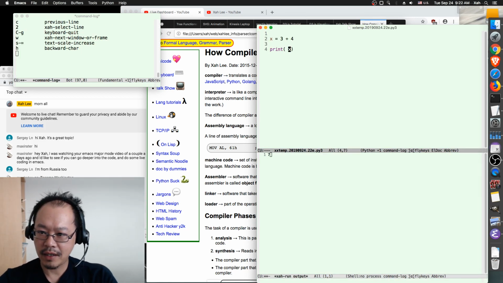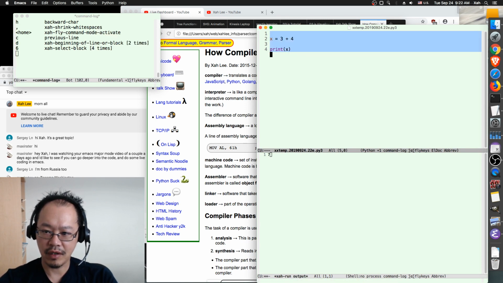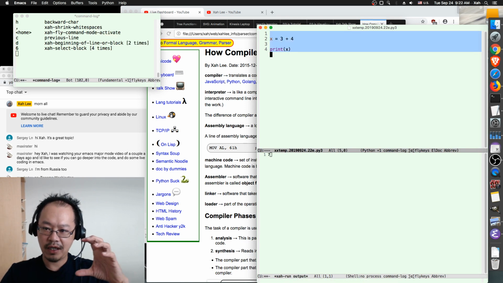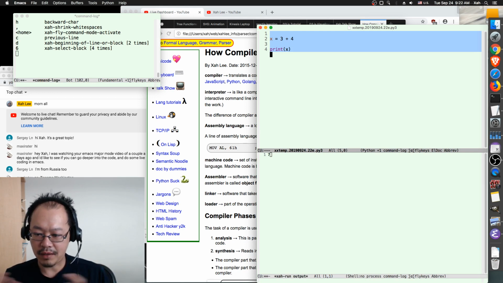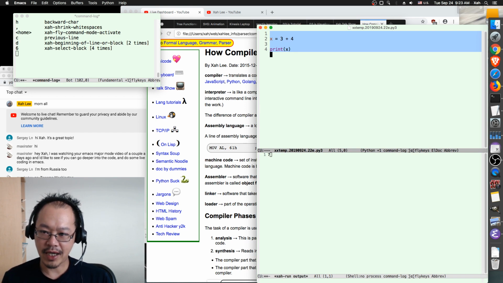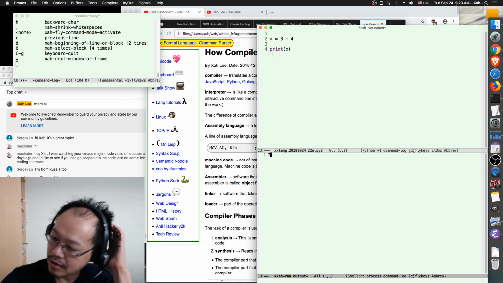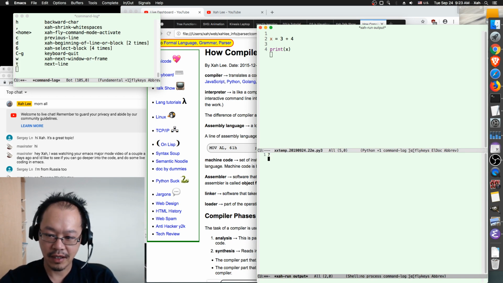So when a compiler, first of all, you have to read in the source code. So this is the source code. You have to read it in, you have to parse it, then after you parse it, you have to turn that into machine language, so that the CPU can actually run it. Then you execute the machine code, then it outputs 7.